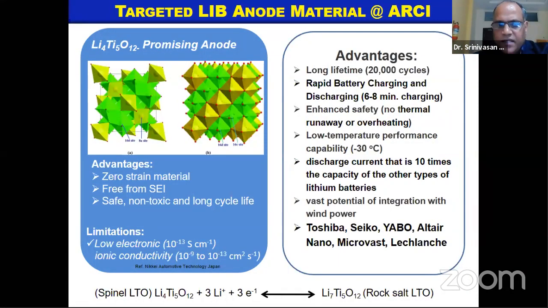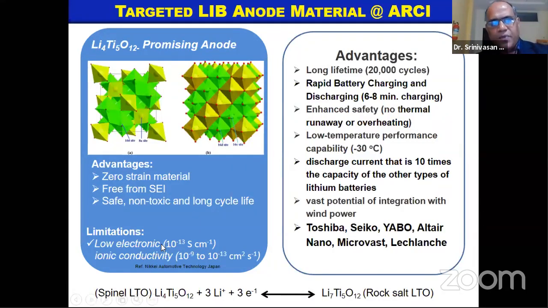As I told you earlier, it can operate in a wide temperature range, minus 32 to plus 65 degrees. The other advantage is that it is a zero strain material. Usually graphite is used as an anode material, but a lot of solid electrolyte interface formation happens that deteriorates the performance of the battery.